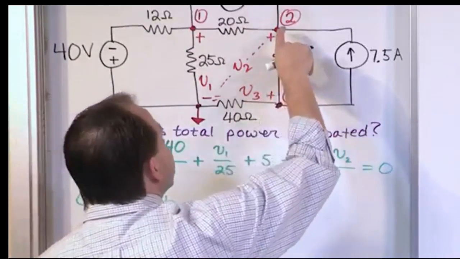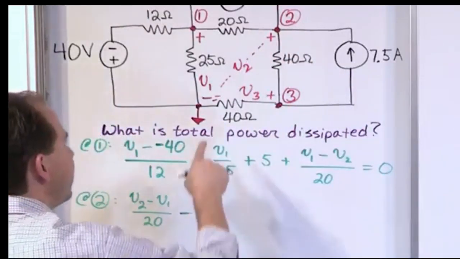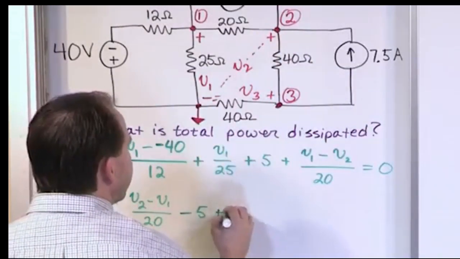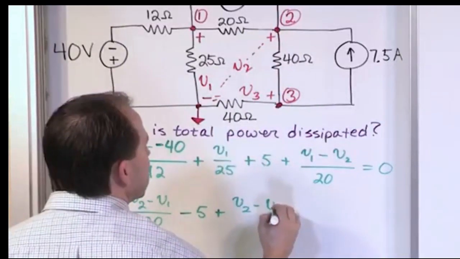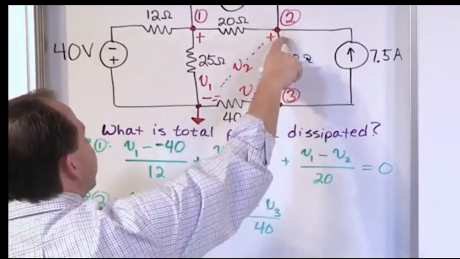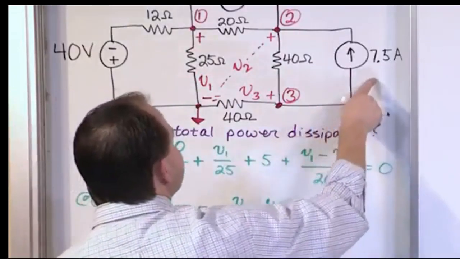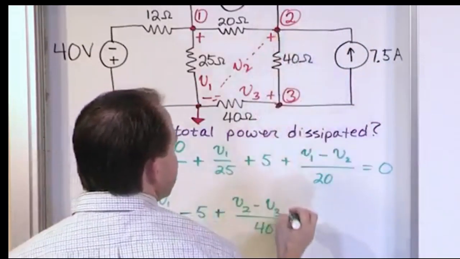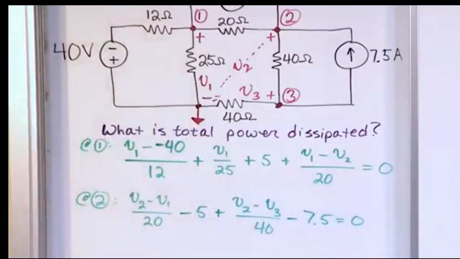Next, we want the current to flow through this 40 ohm resistor. So we pop up to V2 minus V3 over 40. Right, so then we're subtracting these voltages divided by this guy, that's V over R. It's going to give us that current. And then finally we have 7.5 amps going into this node, so it's negative 7.5 equals 0. So that is the node voltage equation for node number 2.